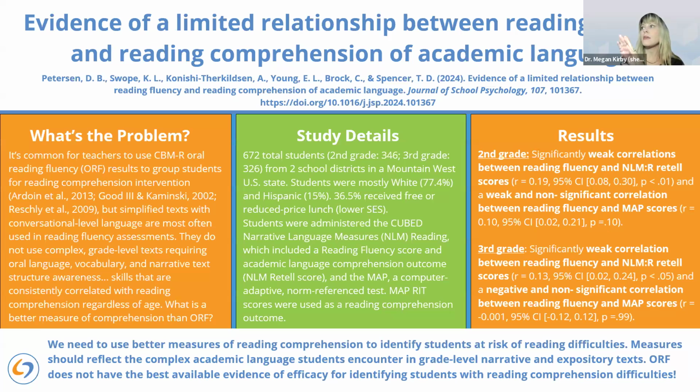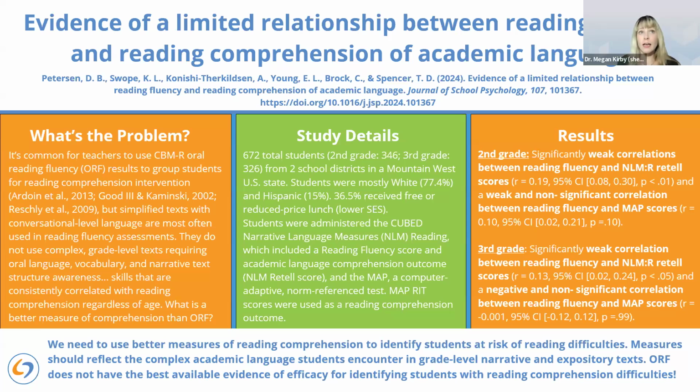So reading fluency, the MAP was reading comprehension, and the retell, the Narrative Language Measures Reading. After they're done reading the story, you finish reading the rest of the story to them. You then ask the students, thanks for reading and listening, now you tell me the exact same story. Try to include as many details as you can in your story. So the student does a retell. Well, that's actually demonstrating comprehension of what it is that they read, right? So that was also used as a reading comprehension outcome measure.